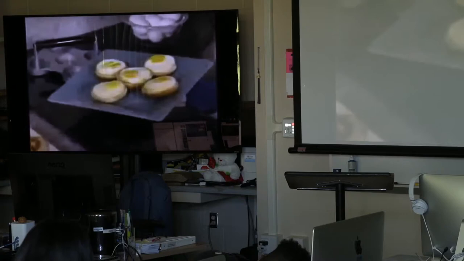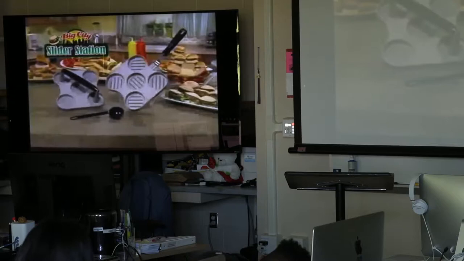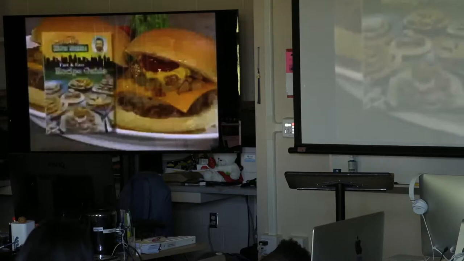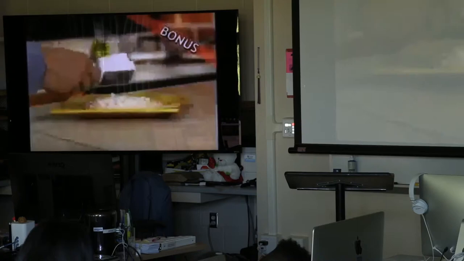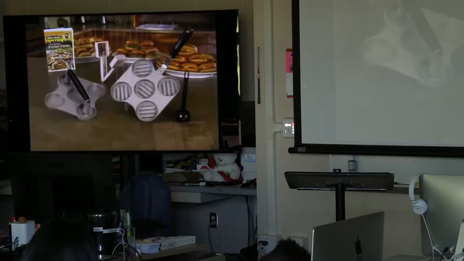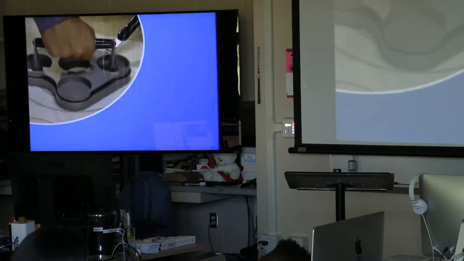Call now and receive the Big City Slider Station with measuring scoop for just $19.99. We'll also include the Slider Station recipe guide, loaded with my favorite creations like the barbecue bacon cheddar and the original Billy Burger free. But call right now and we'll send you the quick prep slicer, perfect for onions, pickles, and mushrooms. A $20 value free. Just pay separate shipping and handling. You get it all. Big City Slider Station, measuring scoop, recipe guide, and quick prep slicer, all for just $19.99. Order right now.